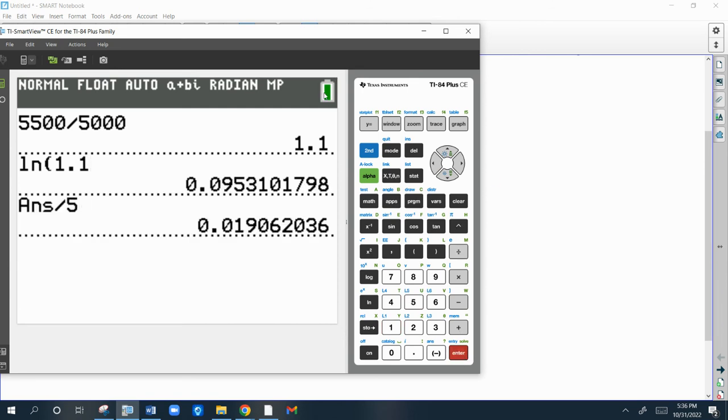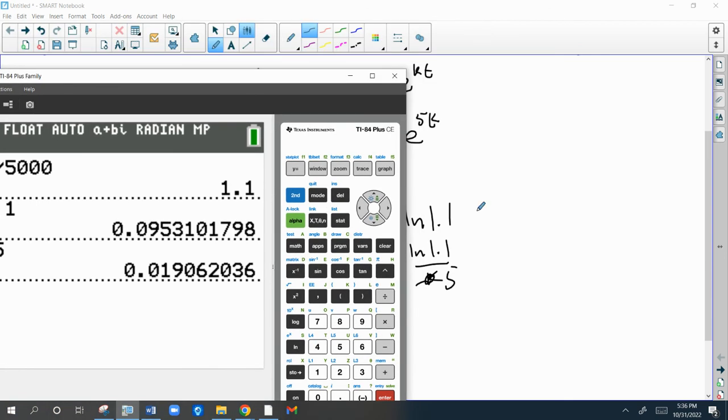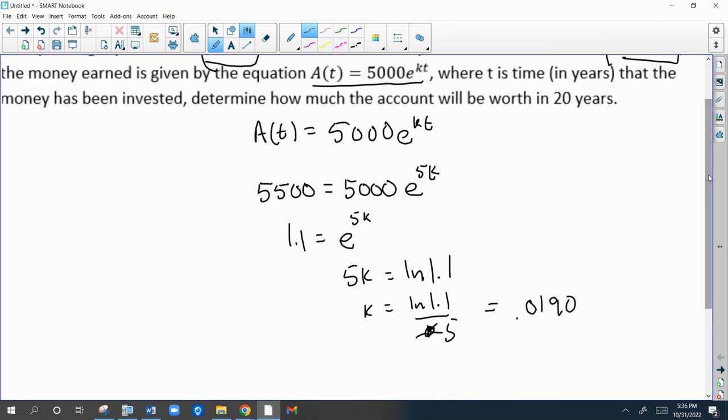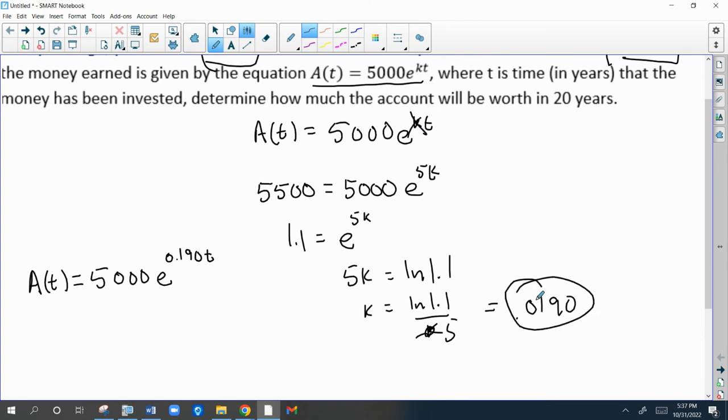So K is 0.0190. So that basically means like a 1.9% interest rate. So now we're going to answer the question. So since we found K, that's a constant. Our new equation I'm going to write down here is, for this investment, is exactly this. So instead of K, I'm writing what I solved for it to be.